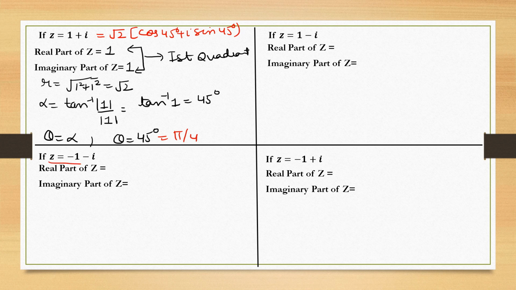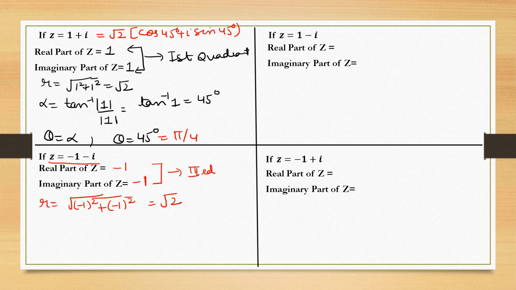Now let's check the next one. For this, what is your real part and what is your imaginary part? The real part is -1, and the imaginary part is also -1. Because both are negative, this lies in the third quadrant. So what is r? r is the square root of (-1) whole square plus (-1) whole square, so this is again root 2.